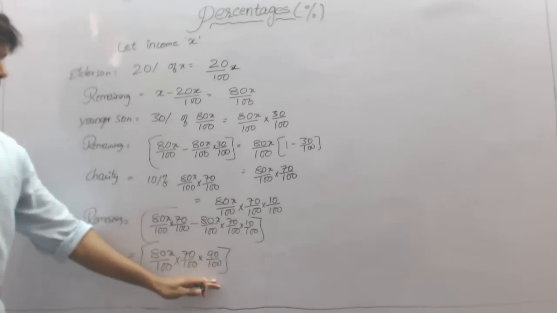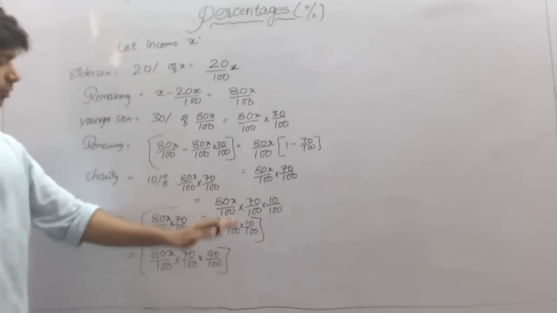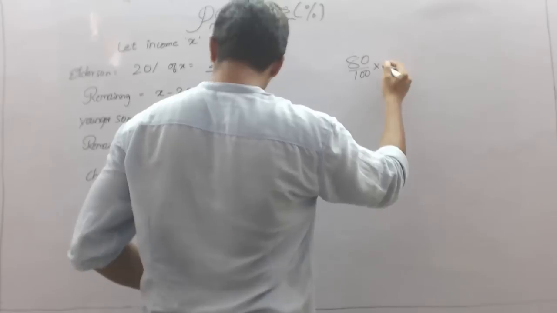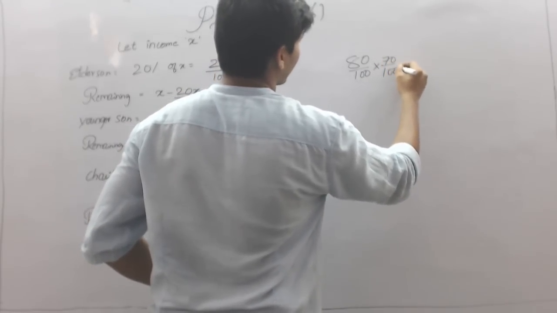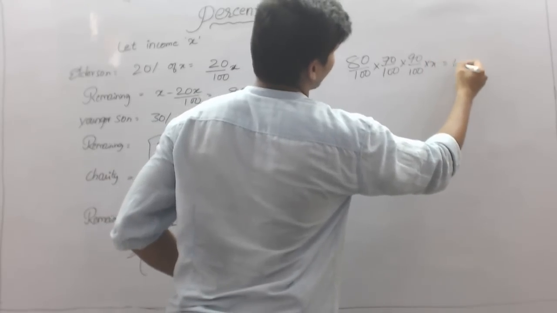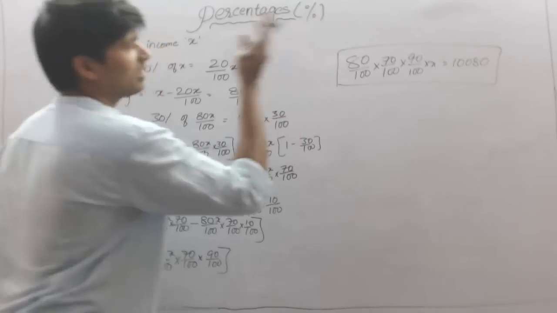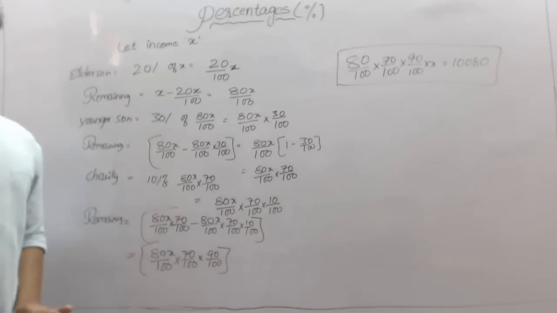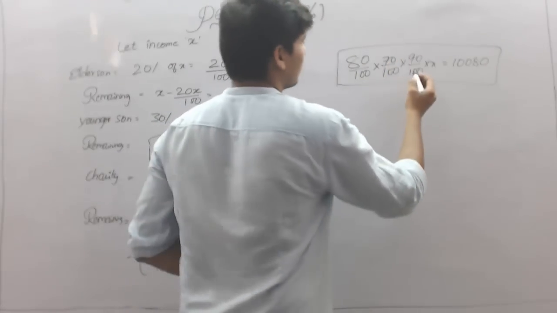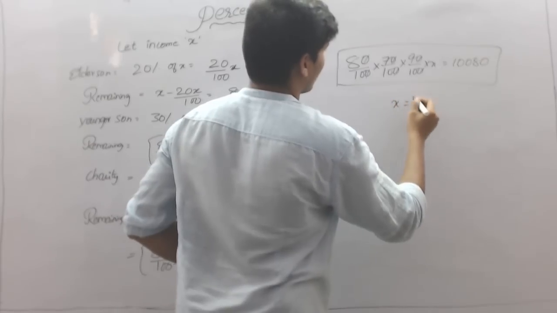Now this is the final and last remaining amount. He has given that 80 by 100 into 70 by 100 into 90 by 100 into X is equal to 10080. Now you need to find the value of X. You can find the value of X very simply. So X is equal to, how do you find it?